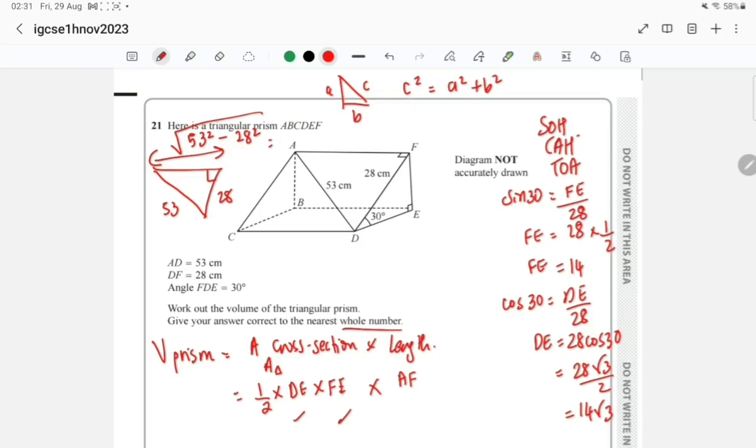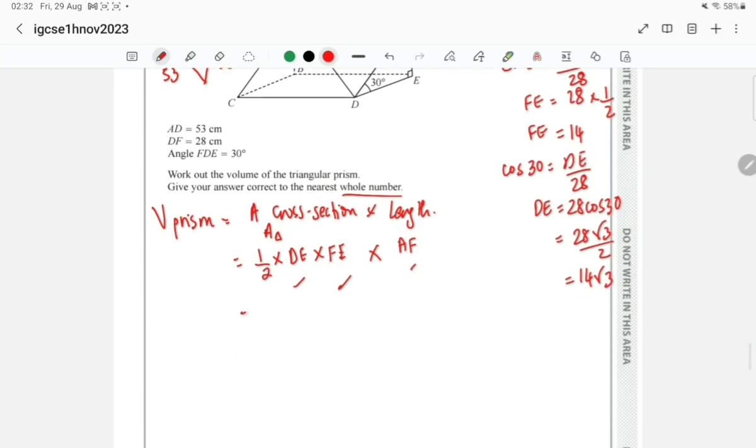Now, let's try to find this. So 53 squared minus 28 squared. And square root of 25 will give you 45. So I know my AF is 45 centimeters. So we've got everything. Let's replace it here. So this would be half times DE, which was 14 root 3, times FE, which is 14, times AF, which was 45.